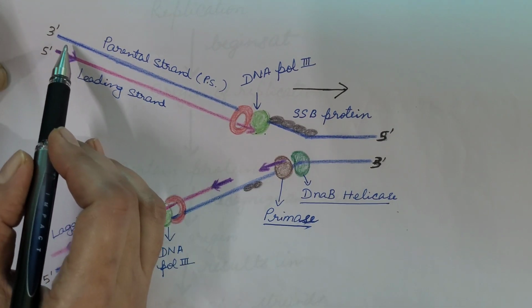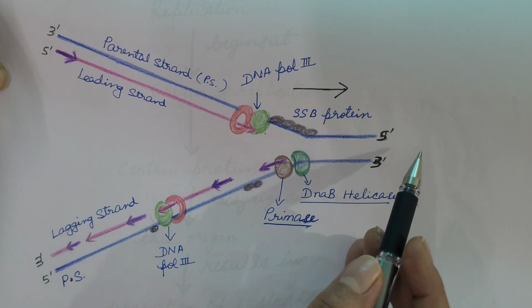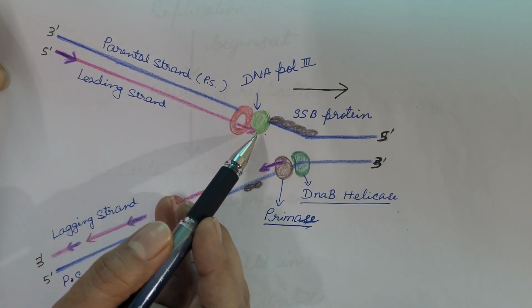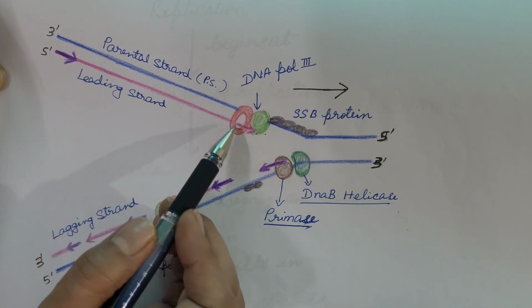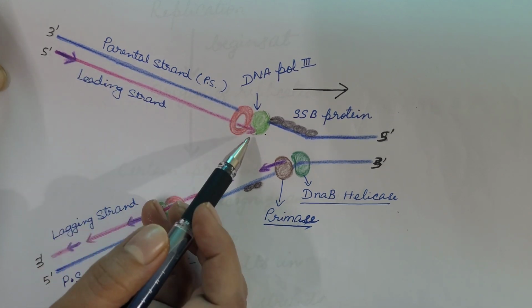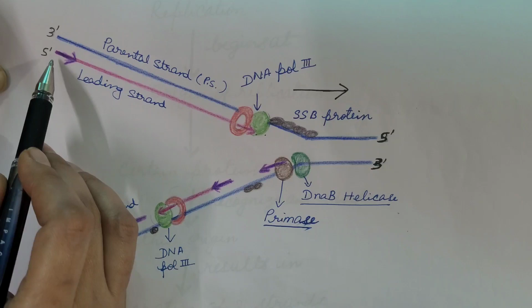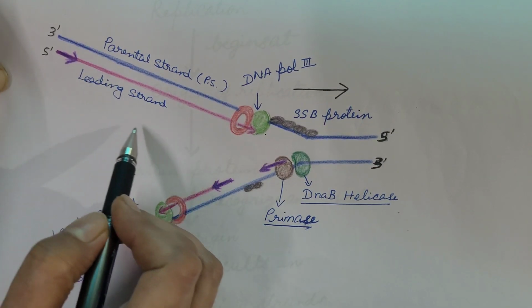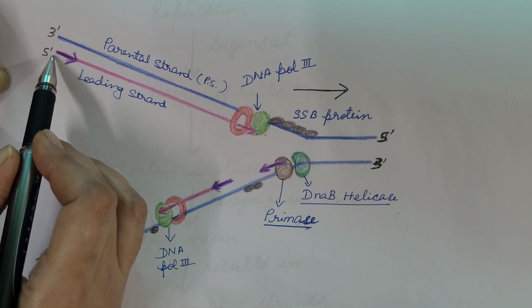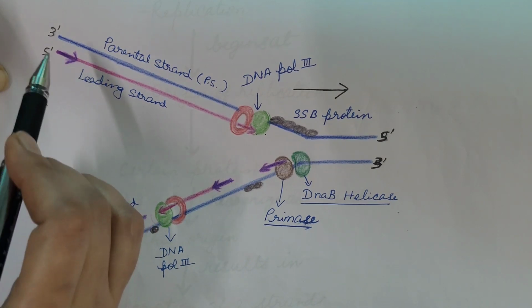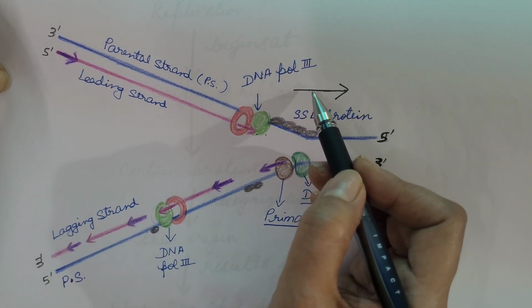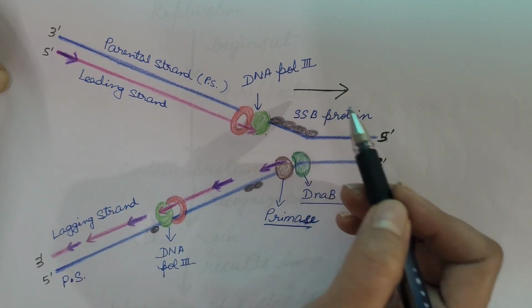And the strand which is complementary to the 3' to 5' parental strand is known as the leading strand. It is synthesized in this direction, 5' to 3' is in this direction, and this is synthesized continuously. It is known as the leading strand and it requires only one primer. The direction of synthesis is the same as the direction of the movement of the replication fork.